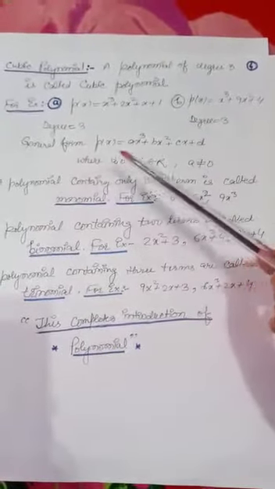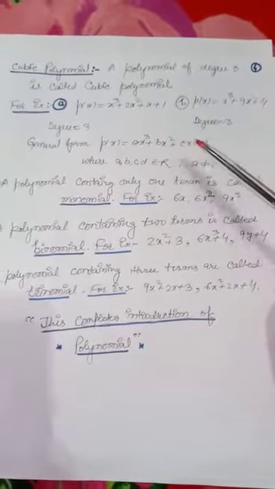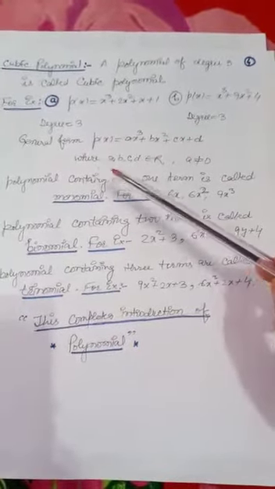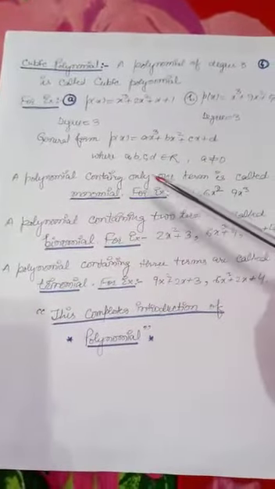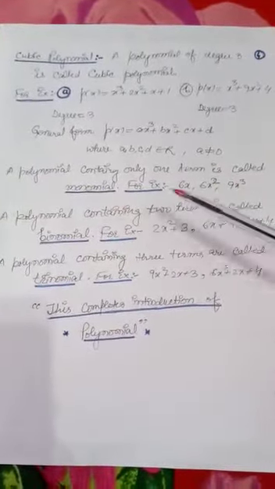The general form of the cubic polynomial is ax cube plus bx square plus cx plus d, where a, b, c belong to R and a is not equals to 0. A polynomial containing only one term is called a monomial.